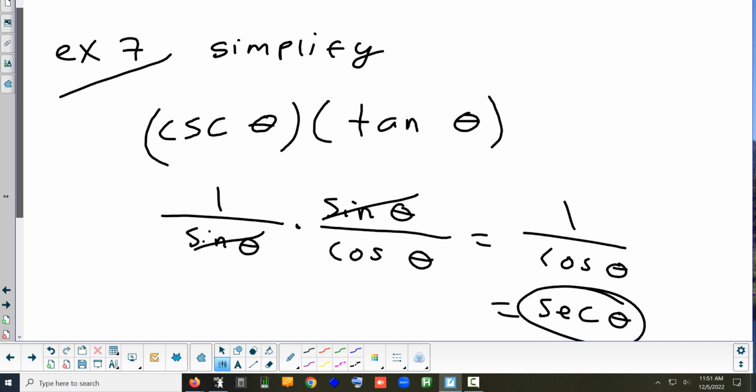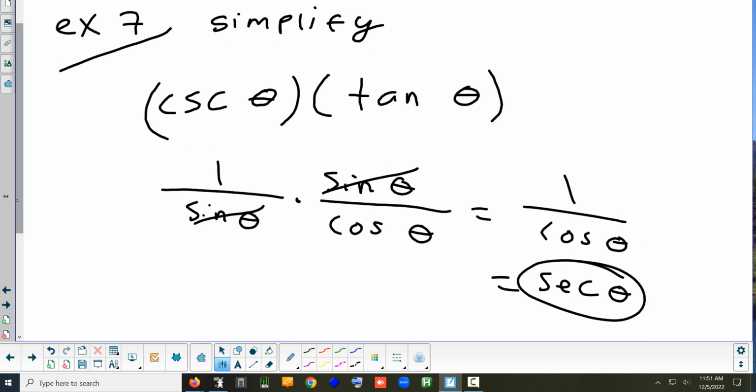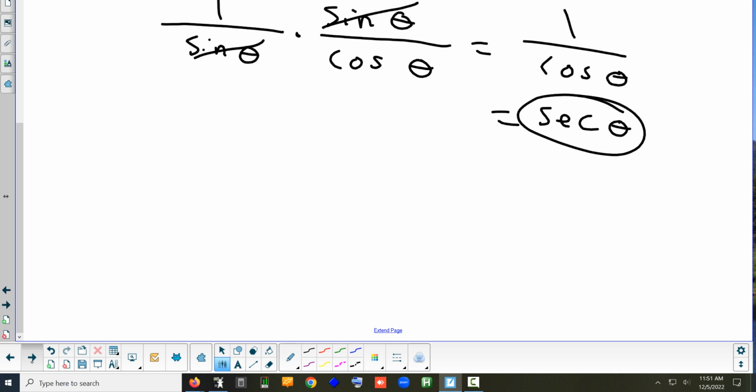This is an example of a trig identity. This isn't one I would know off the top of my head. Like if you said what's secant times tangent, I wouldn't know. It'd take me about 5-10 seconds, and I could quickly do it and tell you what it is. Any question on that? We're going to spend a lot more time on these.